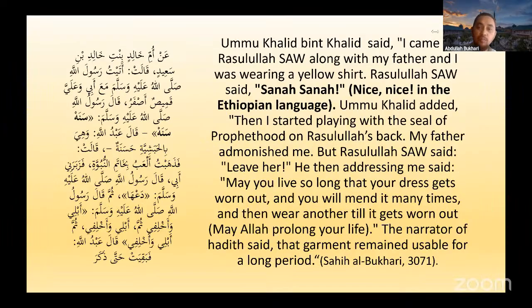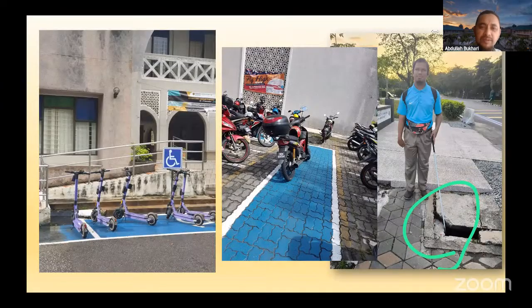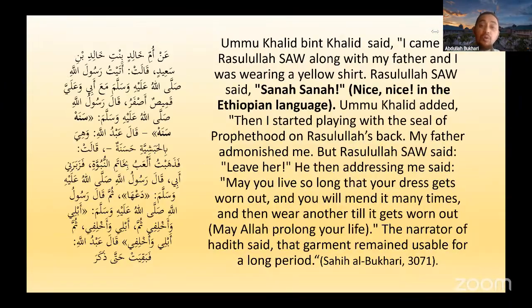Khalid was born in Ethiopia. Before his father migrated to Medina and joined forces with Rasulullah, if I'm not mistaken in the year 7 Hijrah, Khalid was with his father in Ethiopia, and so she knew the words of Ethiopian, so that is why Rasulullah used the language to console her.